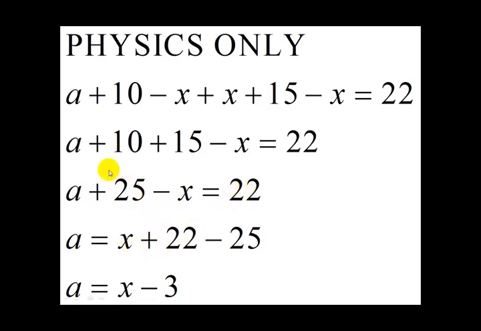But plus 25 on the left becomes minus 25 on the right. And so a equals x minus 3. A equals x minus 3. That's the number of students who read only physics.